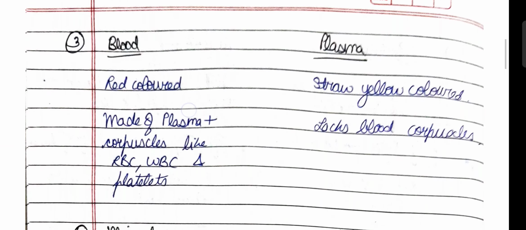Next question is difference between plasma and blood. Blood is usually red colored, plasma is straw colored or yellow colored, and blood contains plasma plus the blood cells, that is the RBCs, WBCs and platelets, whereas the plasma lacks such blood corpuscles or blood cells.